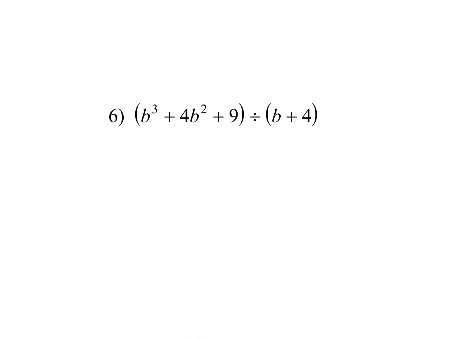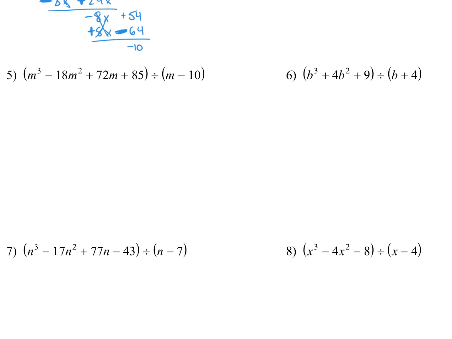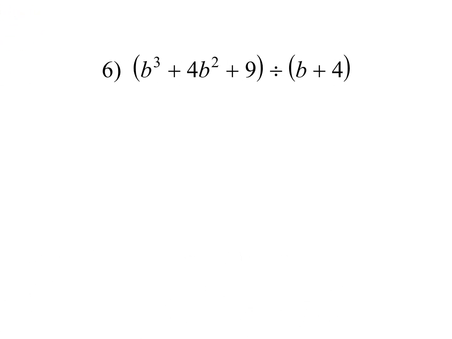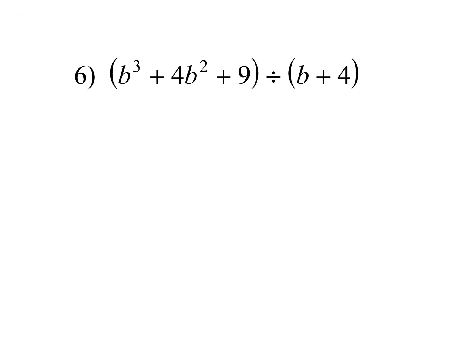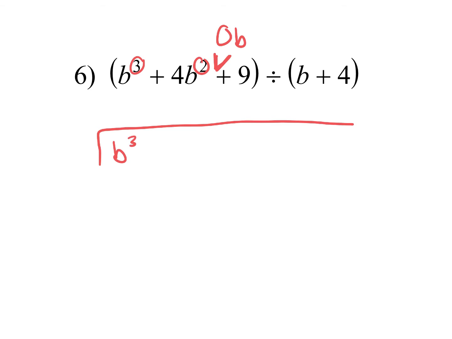We're going to do number 6 because we're missing a variable there. So this is a good one to practice. So what goes inside the box? Which variable am I missing? Just b, because I have 3, 2, and none, so I'm missing that 1. So in this spot, I'm going to put what? 0b. So in my box, I put b cubed plus 4b squared plus 0b plus 9. And then outside, I have b plus 4.